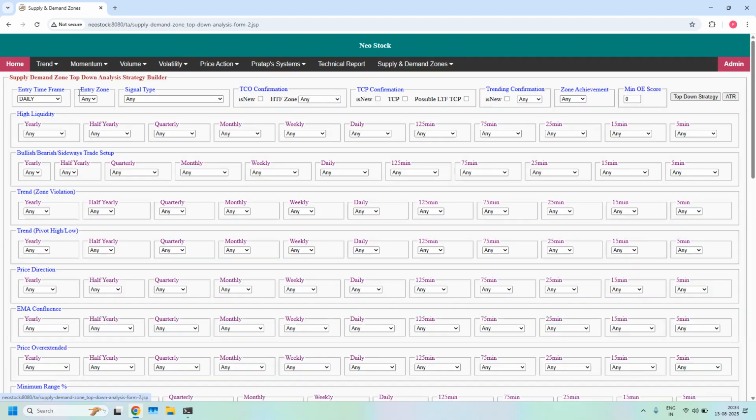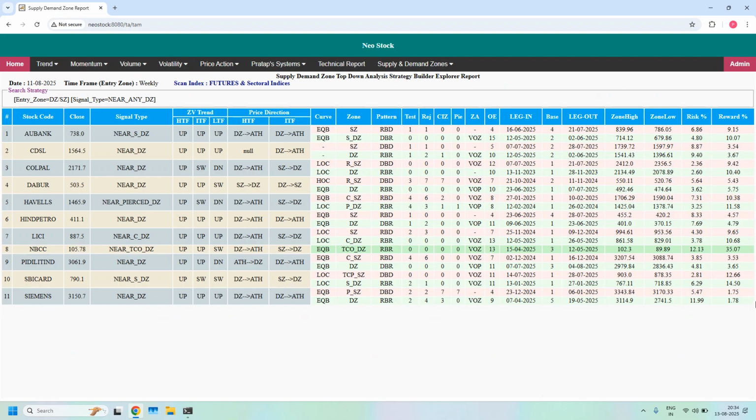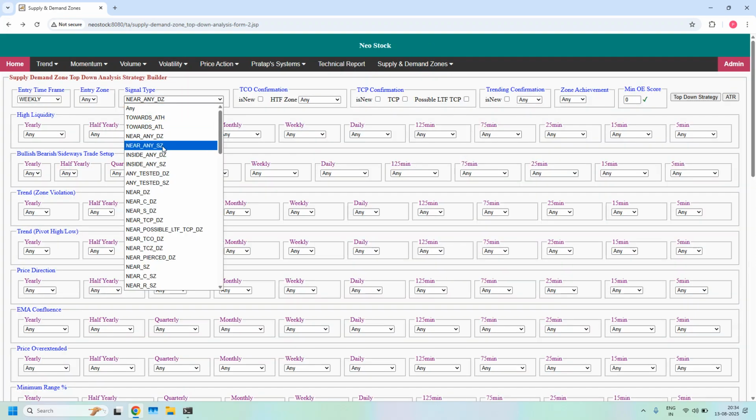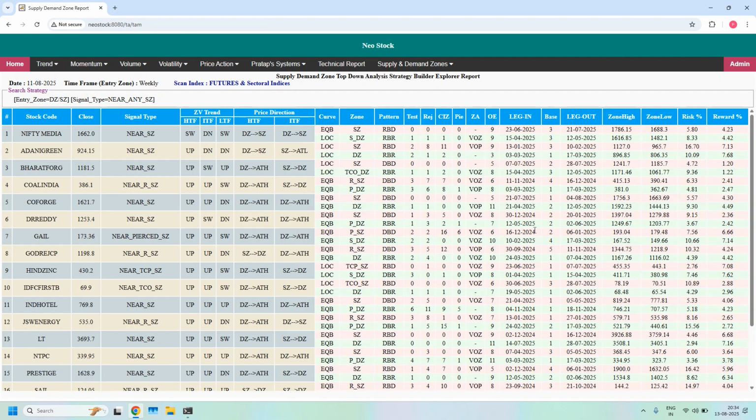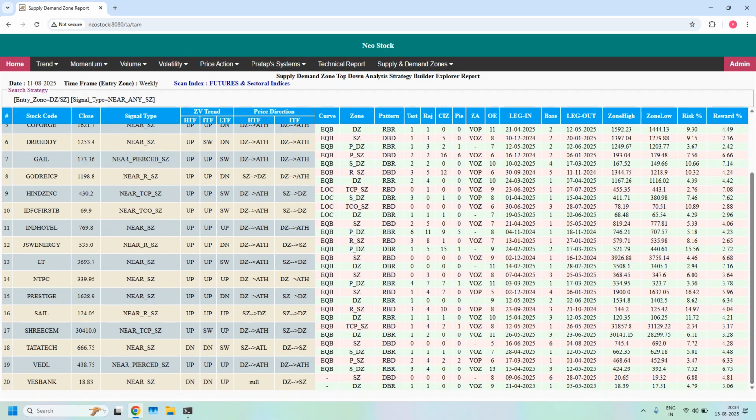Okay, next time frame is weekly. Stocks near to the weekly demand zone, we got 11 stocks. Next, stocks near to the weekly supply zone. First 15 stocks in the list. Scrolling the list down. Total 20 stocks are filtered.